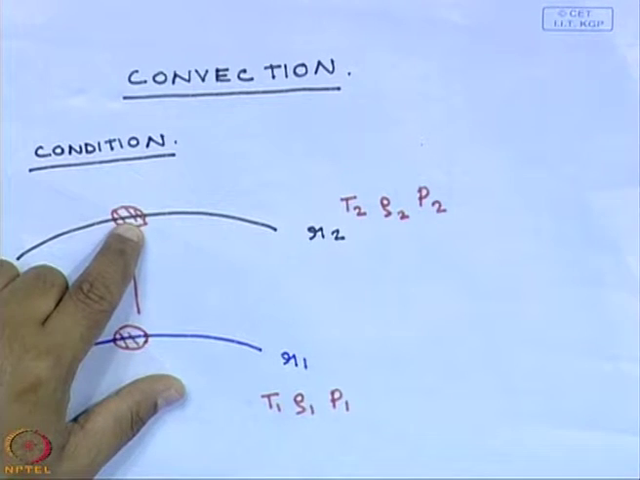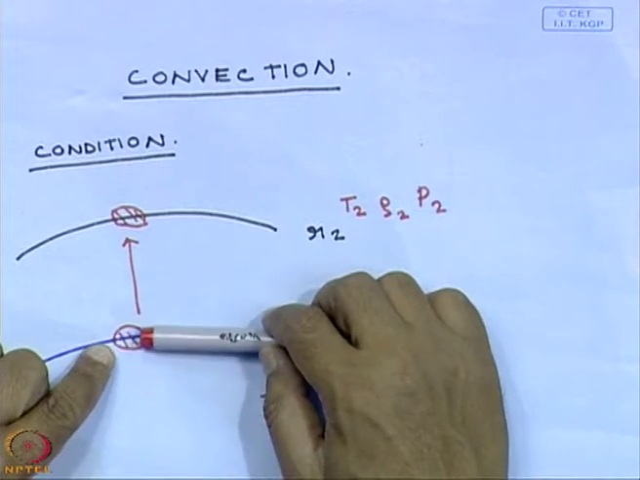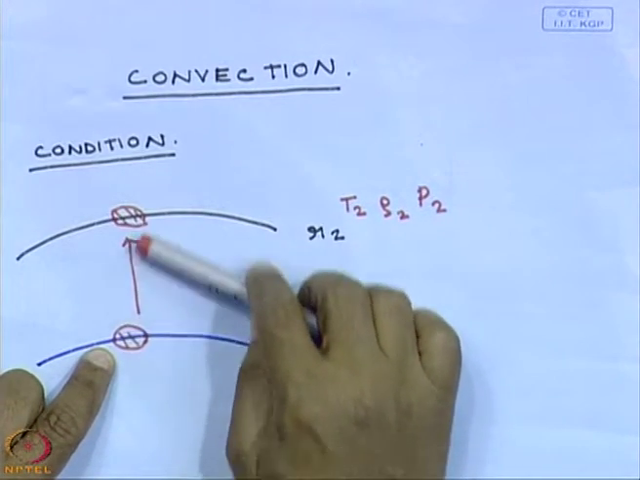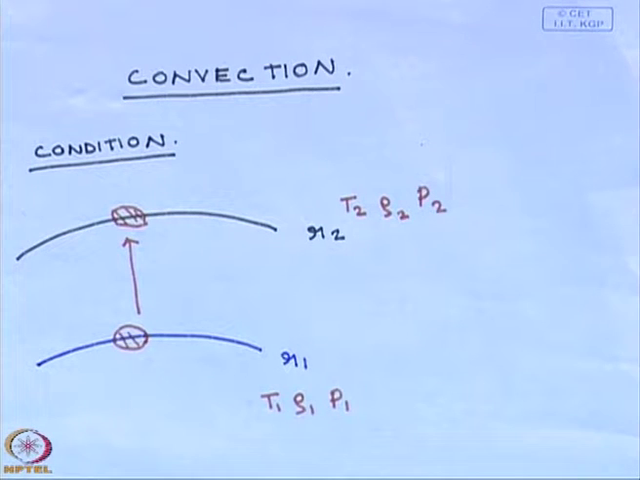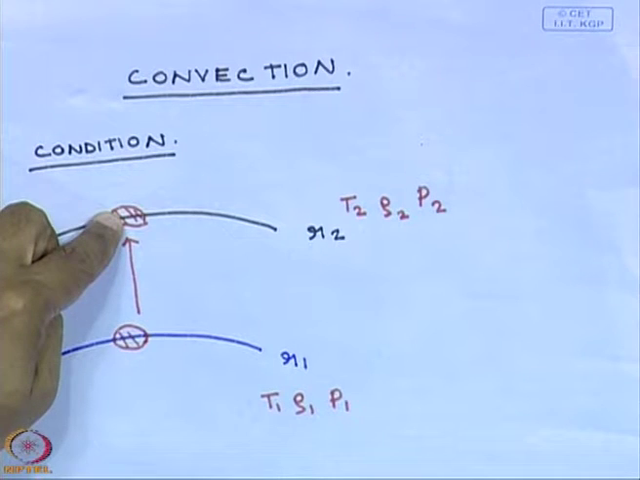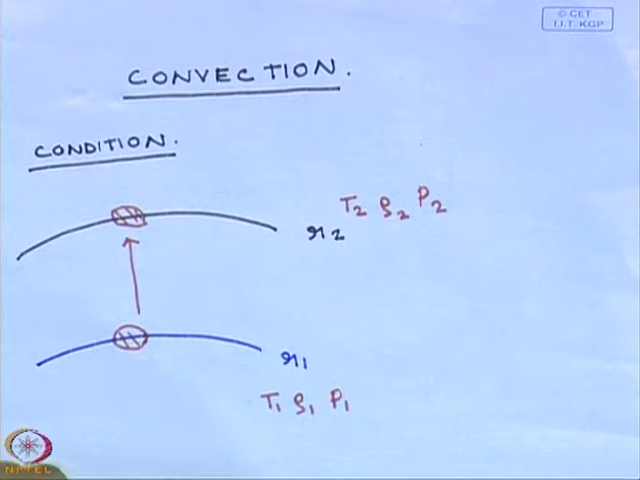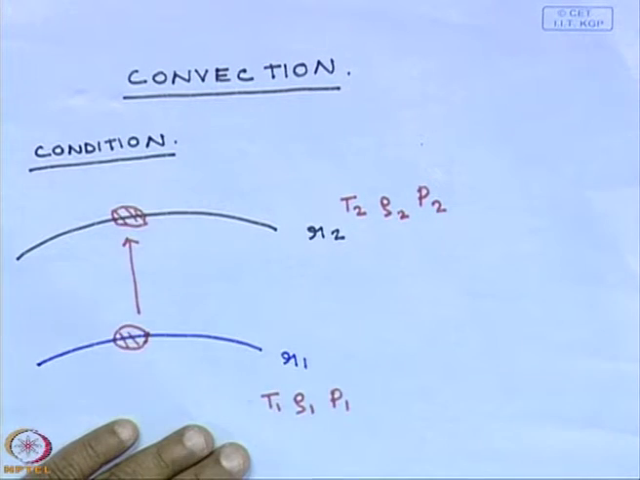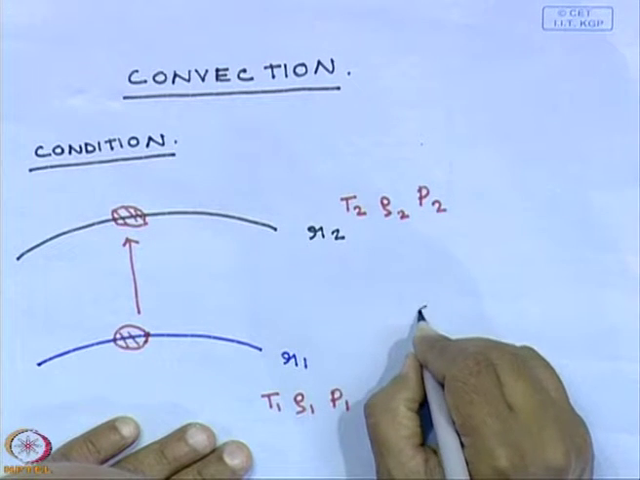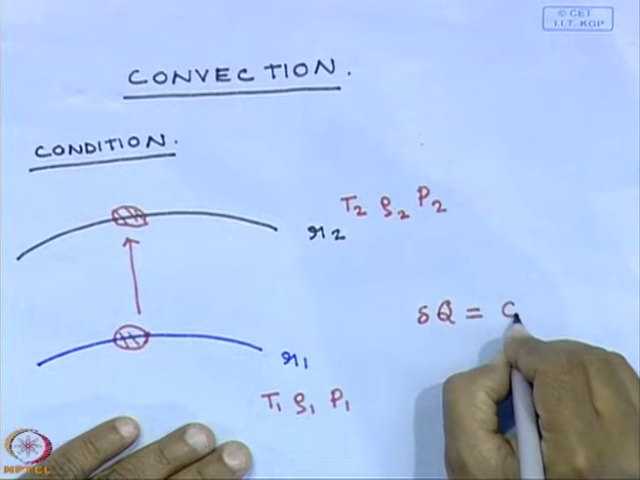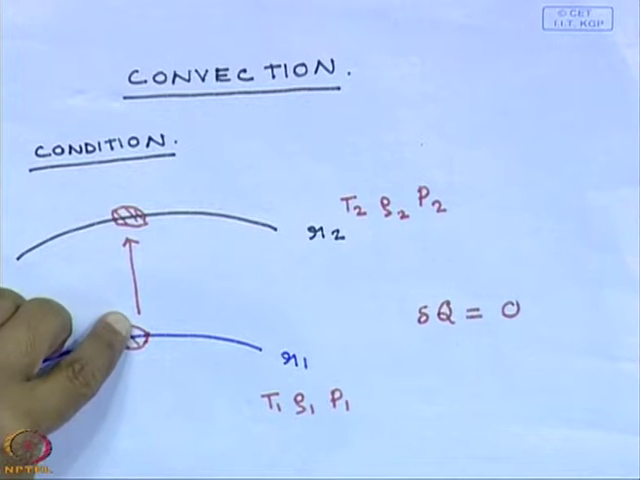We will assume that it moves from here to here sufficiently fast, so that it does not exchange any heat with its surrounding. So, in this process where the bubble moves from here to here, the exchange of heat delta Q is 0. So, it is an adiabatic process.